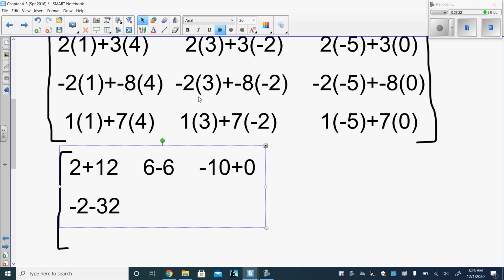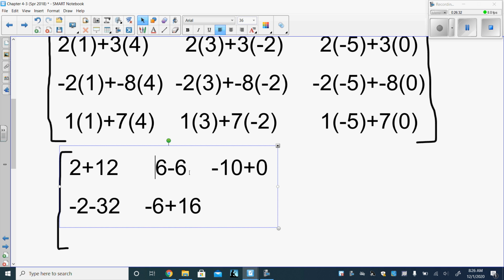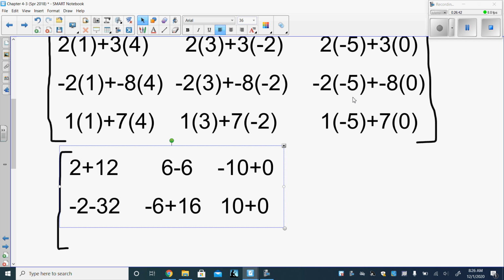We move on to this one here. Well, negative 2 times 3 would be negative 6. And negative 8 times negative 2 would be plus 16. Line that up a little bit. And lastly, negative 2 times negative 5 would be 10, plus negative 8 times 0 would be 0.